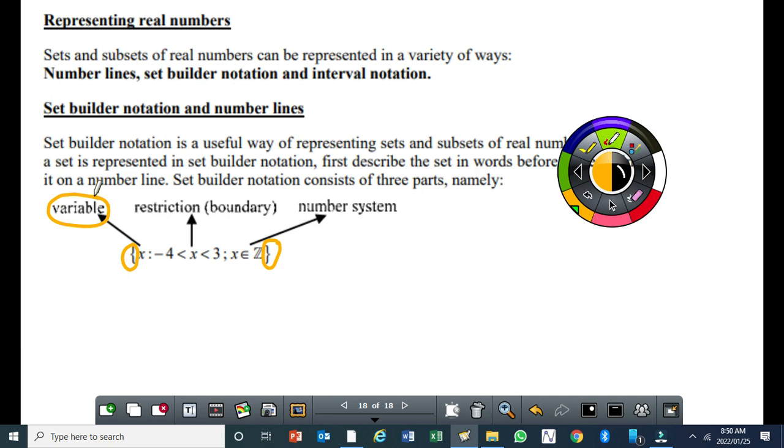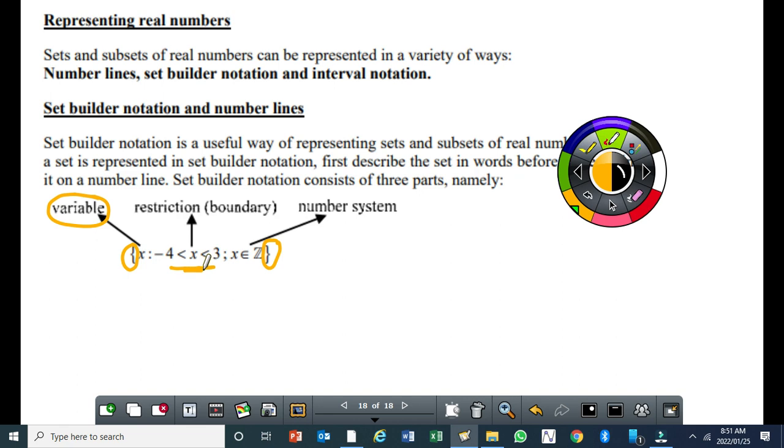Remember, we did the different types of rational numbers last week. Natural, whole numbers, integers. Then you also had other types, recurring decimals, terminating decimals, and so on. So this is what it means. So we have a restriction. This is the restriction here.